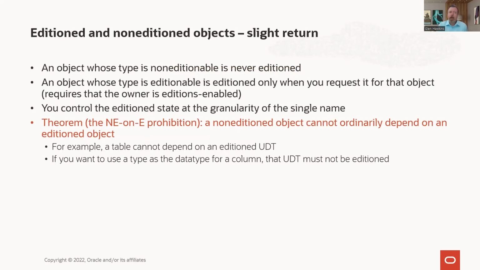All right, so a couple of things to think about with objects. An object type is non-editionable. It can never be editioned. So the tables are non-editioned. We still have the physical tables represented there, but they're not represented inside each one of the editions. And you cannot have a non-editionable object refer to an editioned object.